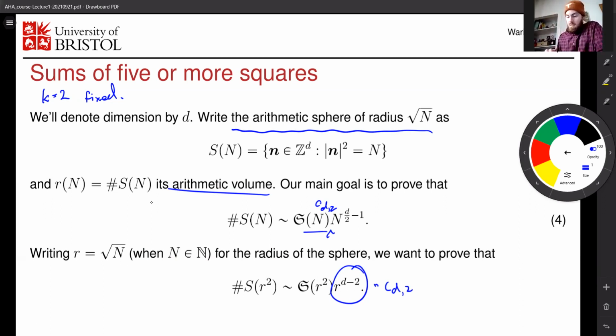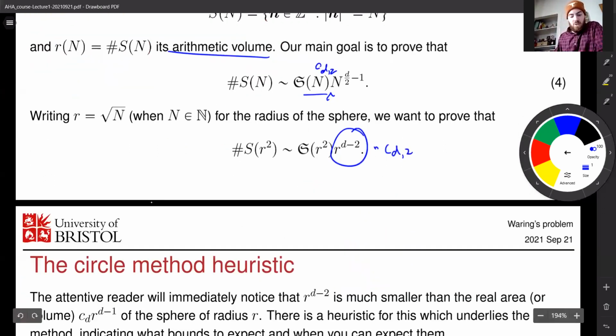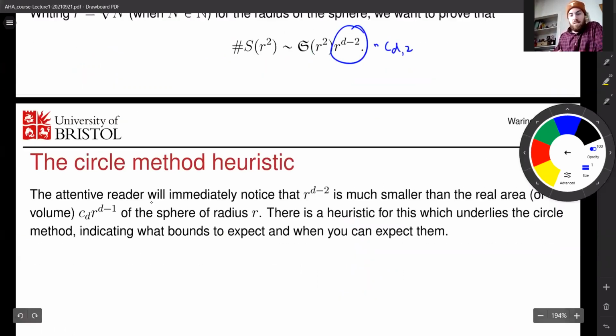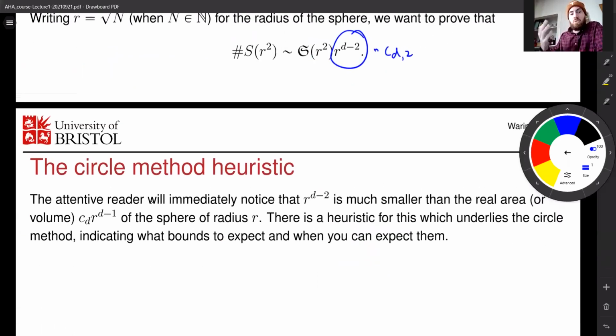If you're paying attention, you notice this is a lot smaller than the usual d minus 1 dimensional volume on a real sphere. Normally you expect the real volume of your sphere of radius R grows like R to the d minus 1, not R to the d minus 2. But in this case, it's actually appreciably smaller for large R. But this is the right thing.